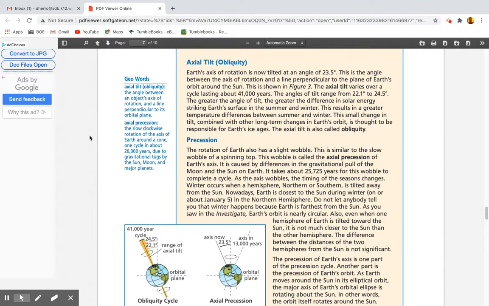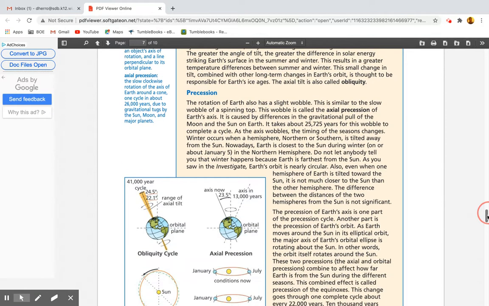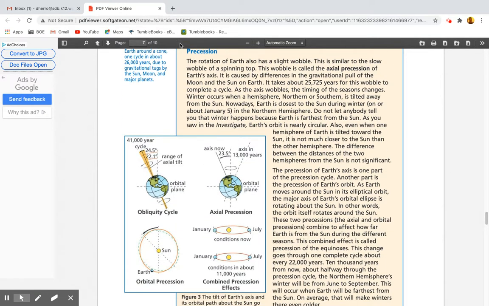This small change in tilt, combined with other long-term changes in Earth's orbit, is thought to be responsible for Earth's ice ages. The axial tilt is also called obliquity. Precession. The rotation of Earth also has a slight wobble. This is similar to the slow wobble of a spinning top. This wobble is called the axial precession of Earth's axis.